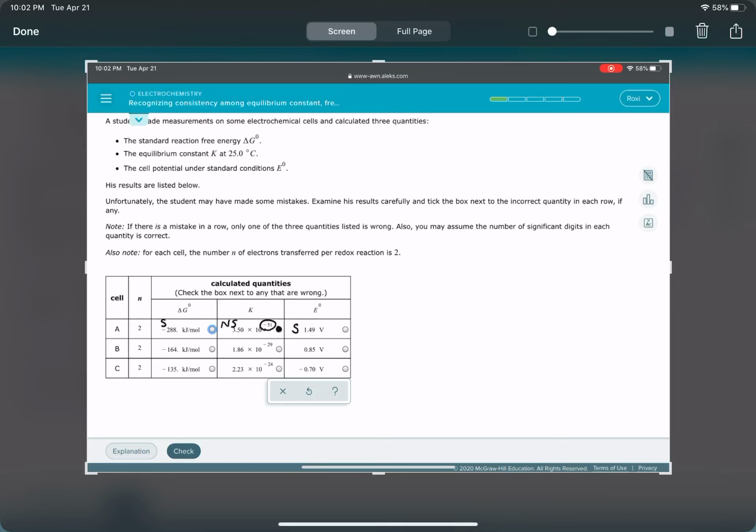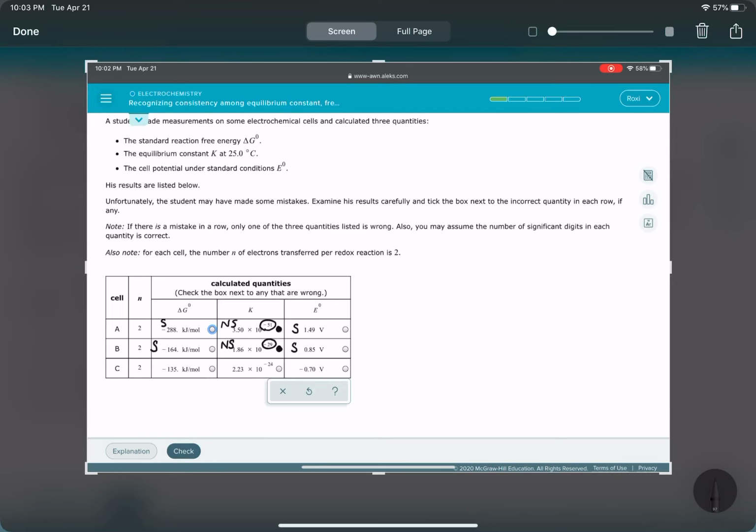For data set B, we have a negative delta G, which is spontaneous. We have a tiny equilibrium constant, which is non-spontaneous. We have a positive value of E, that's spontaneous. So again, K is wrong.